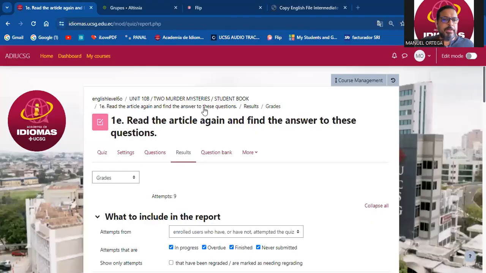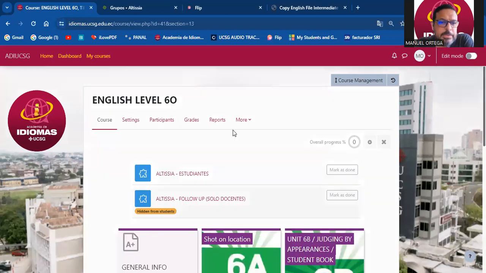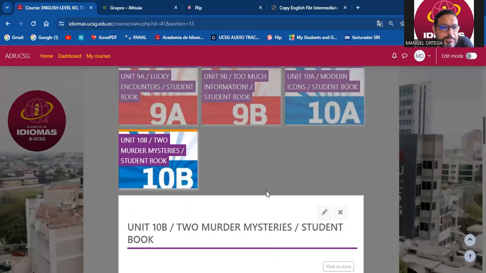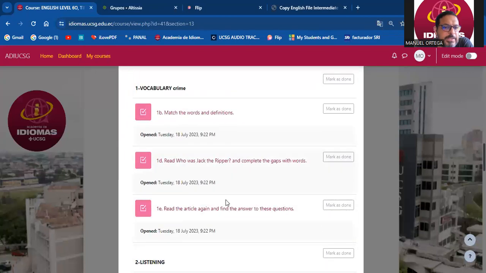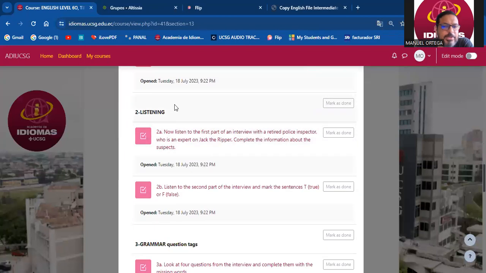Okay, we're going back to the main room. We just finished an activity 1A that was related to vocabulary. That was the last one of vocabulary. Now we get into the section of listening. On listening, we're gonna start with 2A.